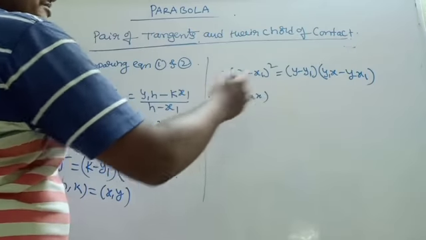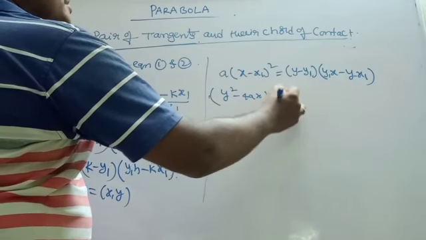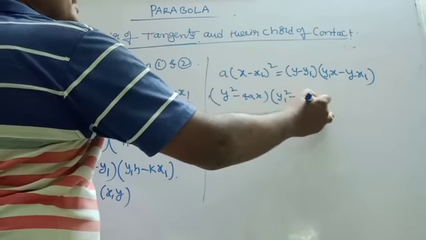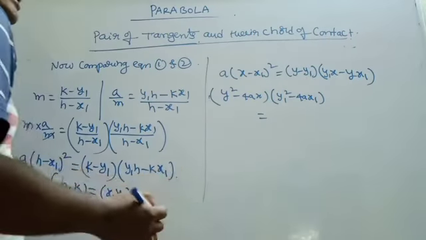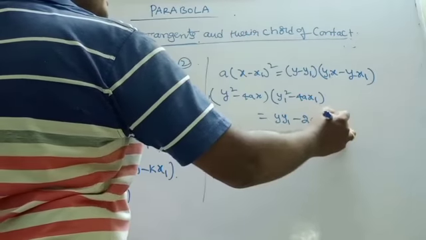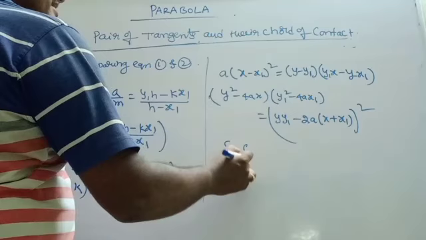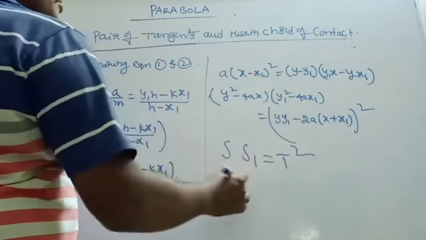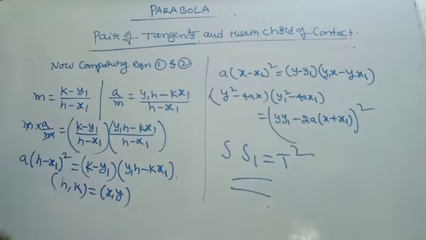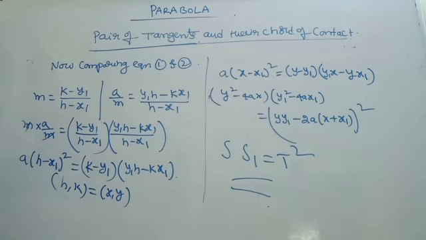This, if you simplify, will be equal to S1. S1 is nothing but y1 square minus 4ax1. This is equal to T square, where T means y y1 minus 2a times x plus x1, whole square. That means we will get S1 is equal to T square, which is the required combined equation of the pair of tangents to the parabola. In this beautiful and elegant way we have got this result.